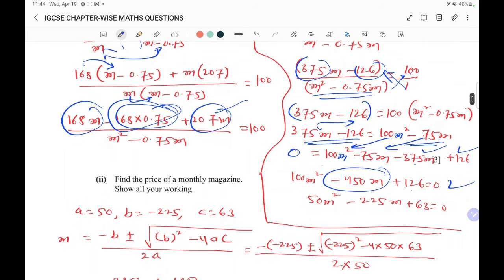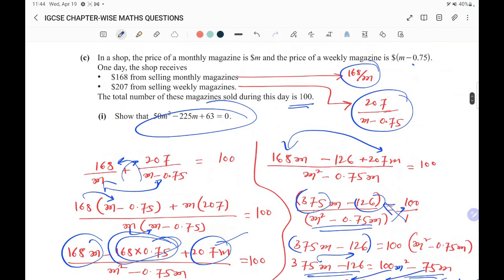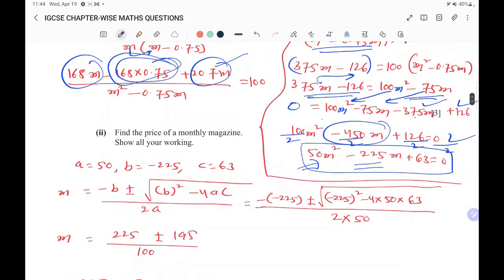Right, then I think 2 is the common factor. So just divide by 2 here, here, here and here. So 100 over 2 is 50 M square, 450 over 2 is 225 M, and 126 over 2 is 63. So I think we had to prove this result, which we proved. Now find the price of the monthly magazine, show all your working.